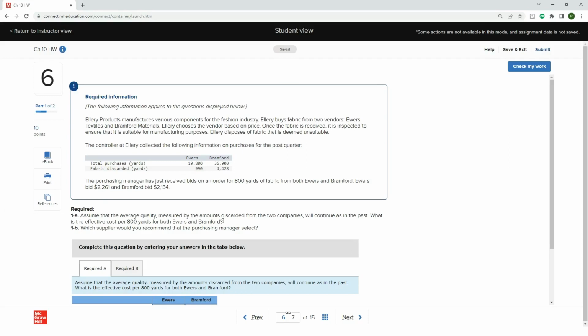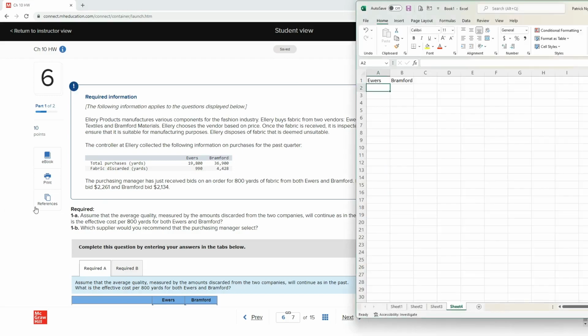So the question tells us that in the past, we've purchased 19,800 yards from Ewers. We had to throw away 990 yards of that because it wasn't usable. For Bramford, we've purchased twice as many, 36,900, but we've had to throw away a ton more. We've had to throw away 4,428 yards of their fabric. So it looks like with Bramford, we're throwing away percentage-wise a lot more than we throw away of Ewers.